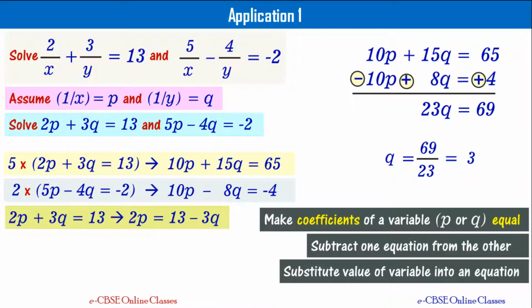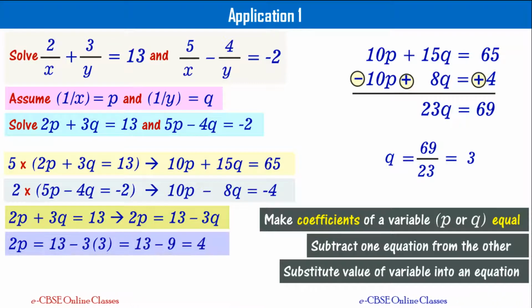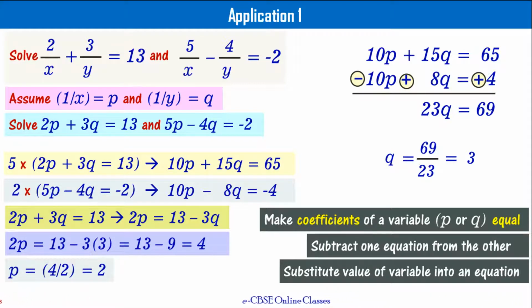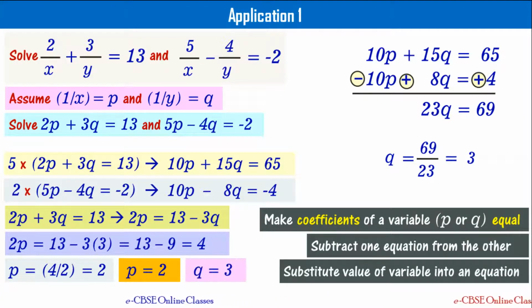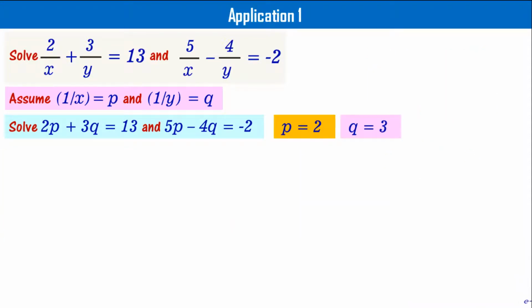When I substitute q equal to 3 into this equation, I get 2p equal to 4. It means p equal to 2. So let me now write p equal to 2 and q equal to 3 as the solution to the pair of linear equations we have here. That is 2p plus 3q equal to 13 and 5p minus 4q equal to minus 2, right? Let's take a note of that.